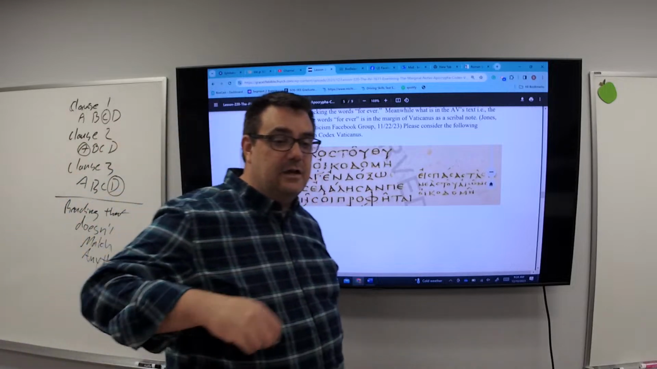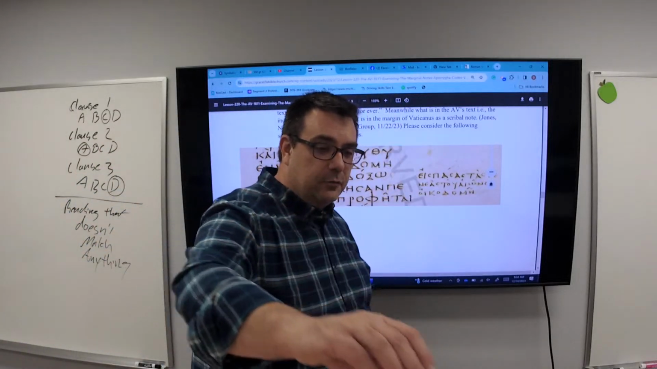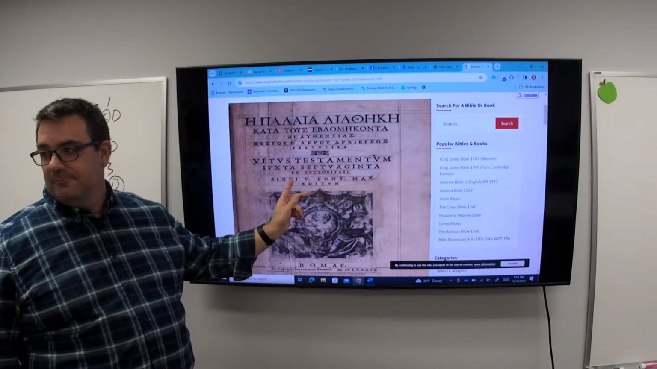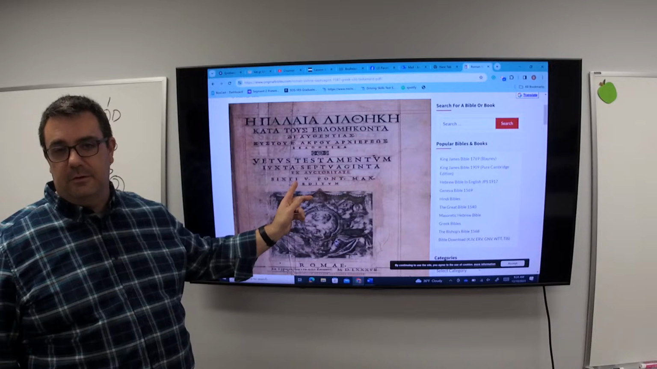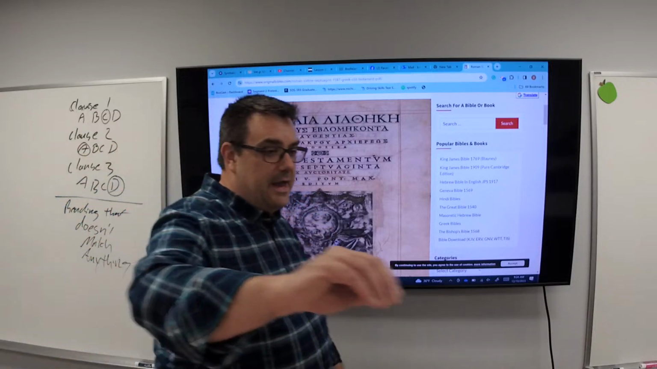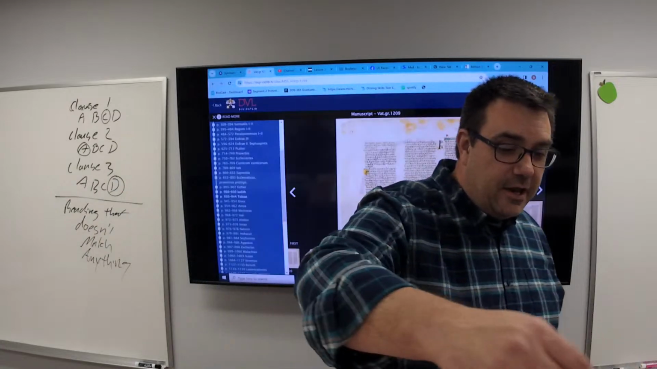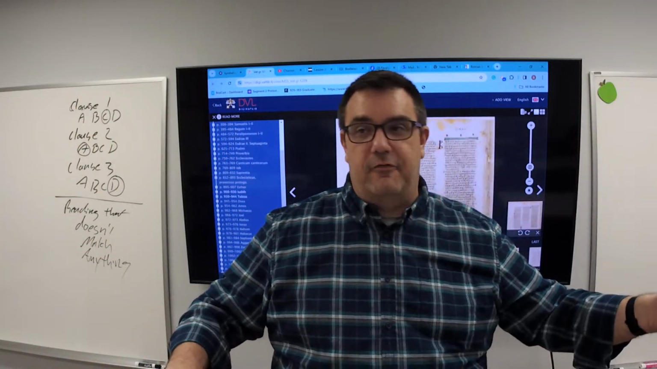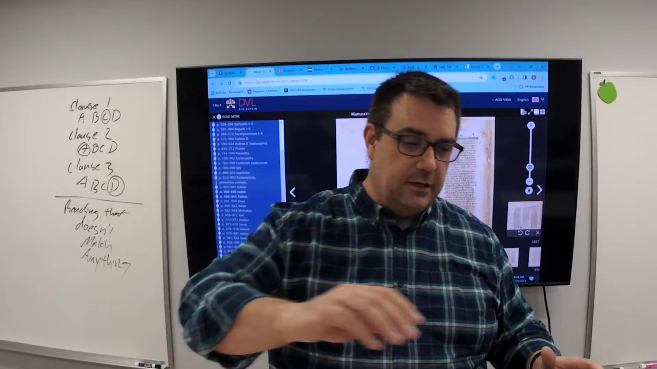Now they have access to Codex Vaticanus through what is published by the Roman one, the Roman Septuagint, the Sixtine Septuagint of 1587. Okay? So they know that there is a variant in the Roman copy at that verse where one has "forever" and then the margin doesn't have "forever," or vice versa. I might be getting it confused.